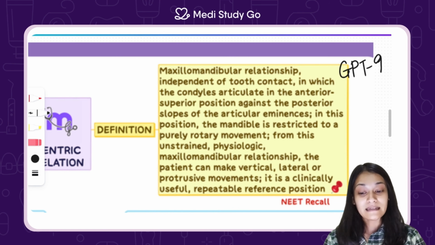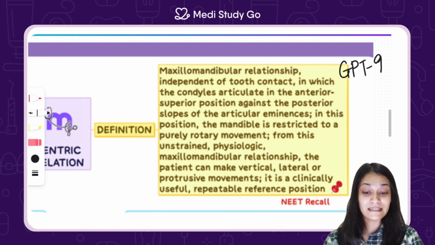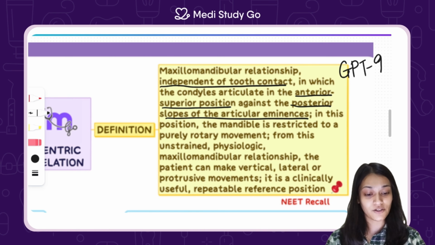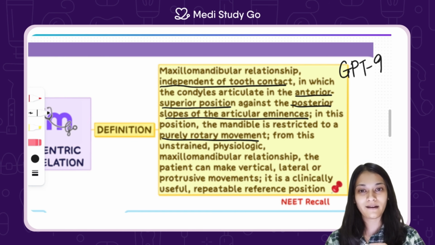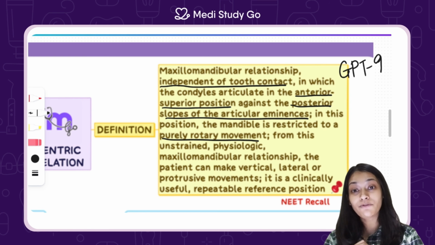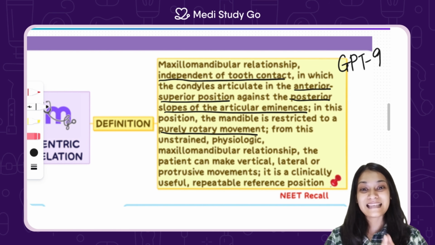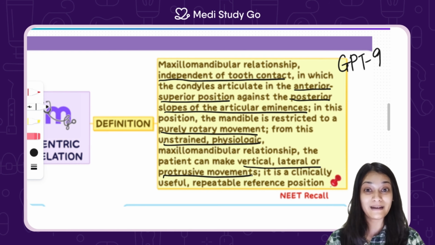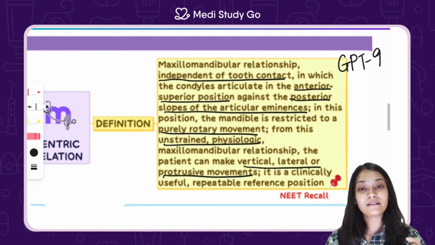So, quickly, it is the maxillomandibular relationship independent of tooth contact, in which the condyle articulate in anterior superior position against the posterior slopes of articular eminences, and in this position the mandible is restricted to purely rotary movement. I hope you know what are the movements that happen in TMJ. Rotation followed by translation. But in centric jaw relation, it is restricted to purely rotational movement, and from this unstrained physiologic relationship, the patient can make vertical, lateral or protrusive movement. It is a clinically useful, repeatable reference position.